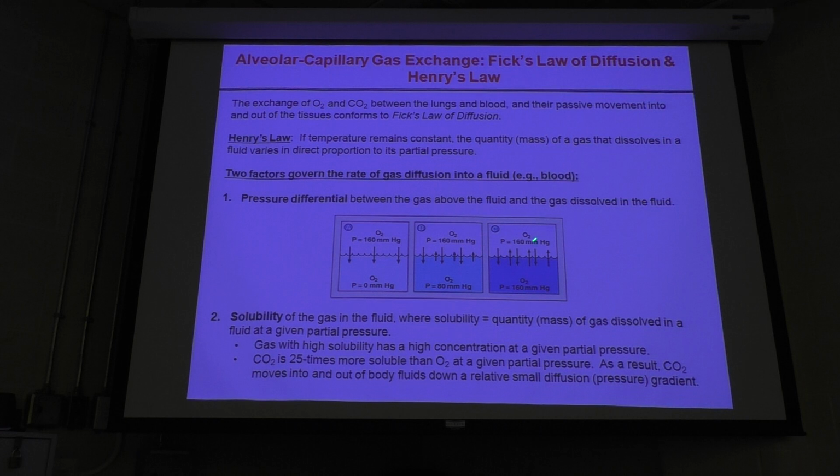So you can appreciate that, for example, if we have a circumstance where we have a high pressure differential, we'll have a higher rate of diffusion. As well, there is the solubility of the gas. So the solubility of the gas in a fluid reflects the quantity or mass of a gas dissolved in a fluid at a given partial pressure. So again, certain gases have different levels of solubility. A gas with high solubility has a high concentration at a given partial pressure. So carbon dioxide is a much more soluble gas than oxygen at a given partial pressure.